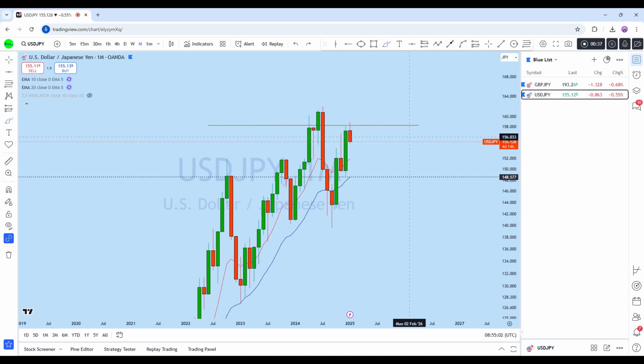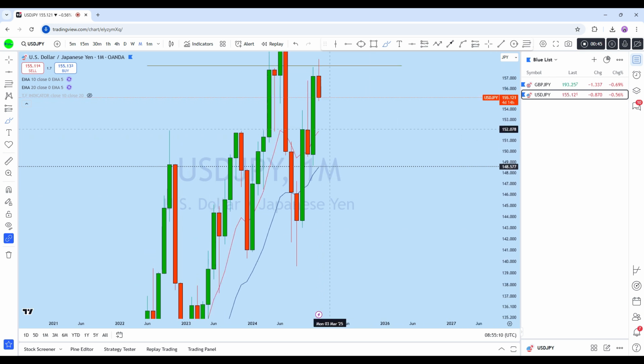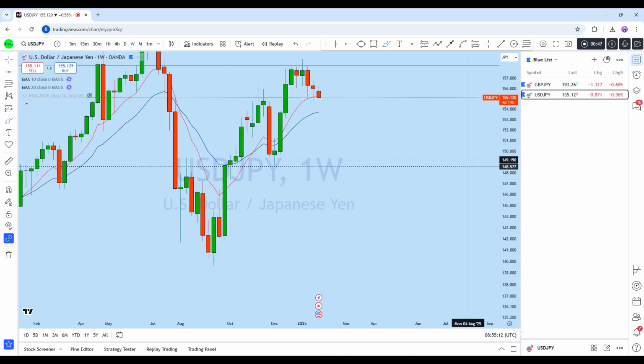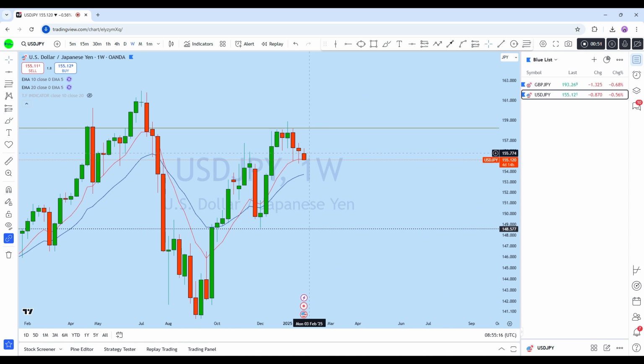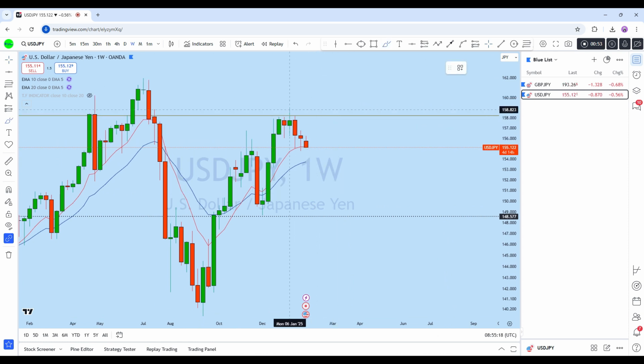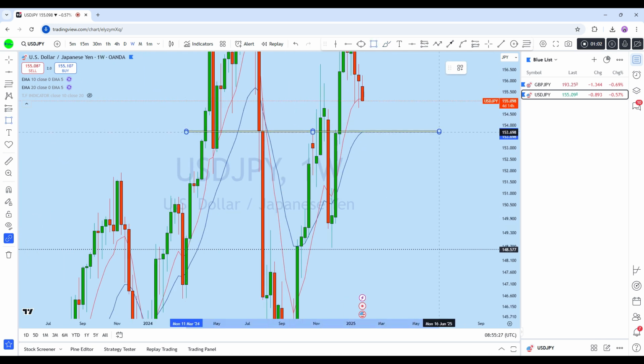And what I think is that dollar yen may continue to drop to this support level, or even break further below to the downside to create a new lower low. If we look at the weekly perspective, we can see a gap open here, creating a series of lower highs, and the market approaching this important weekly 20 EMA.